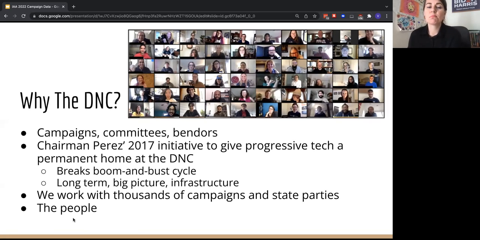So I could have ended up in any of these places when I made the decision to move into this part of the data science world, but I ended up at the DNC mostly because in 2017, our previous chairman, Tom Perez, made a really significant investment of resources and time and just political capital to make the DNC the place in the progressive tech ecosystem that was going to be a permanent home for some of our longer term infrastructure projects.